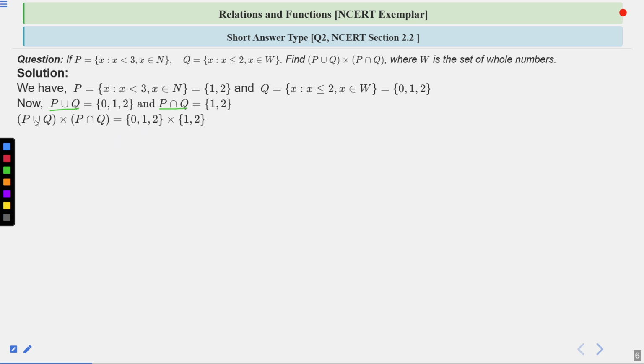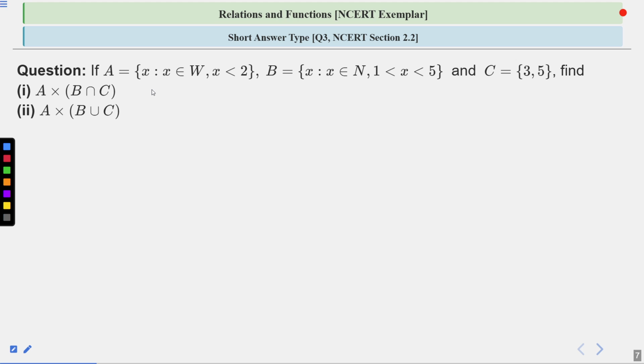Now you can easily apply your A cross B definition. So in this case, P union Q cross P intersection Q gives you what? Simple ordered pairs in which the first element belongs to the set P union Q and the second element of the ordered pair belongs to the set P intersection Q. So (0, 1), (0, 2), (1, 1), (1, 2), (2, 1) and (2, 2). You will have 6 ordered pairs. Clear? Moving to next.